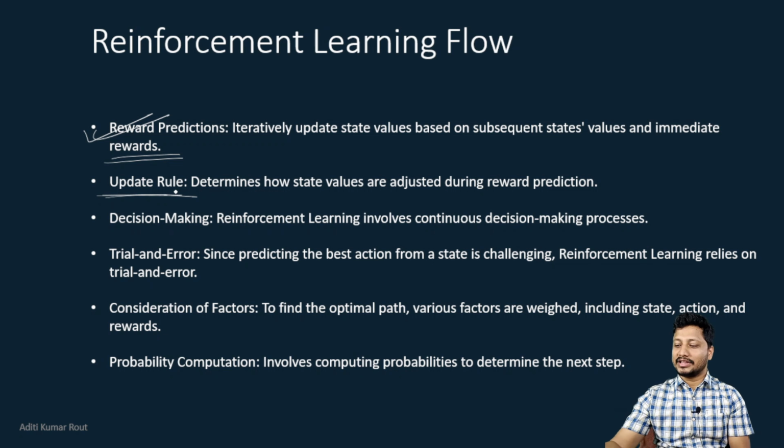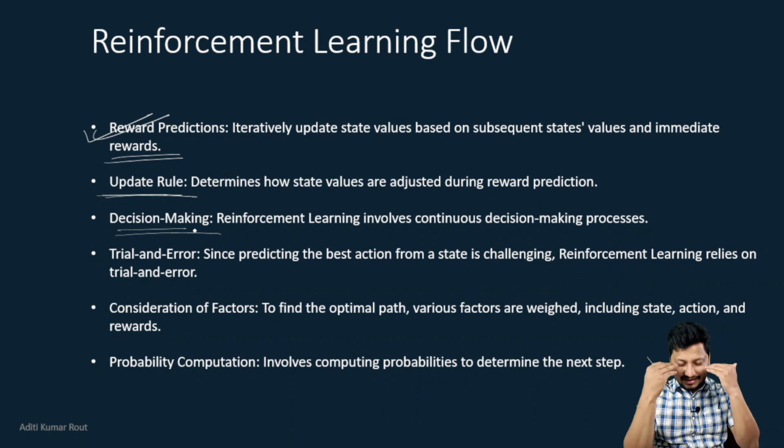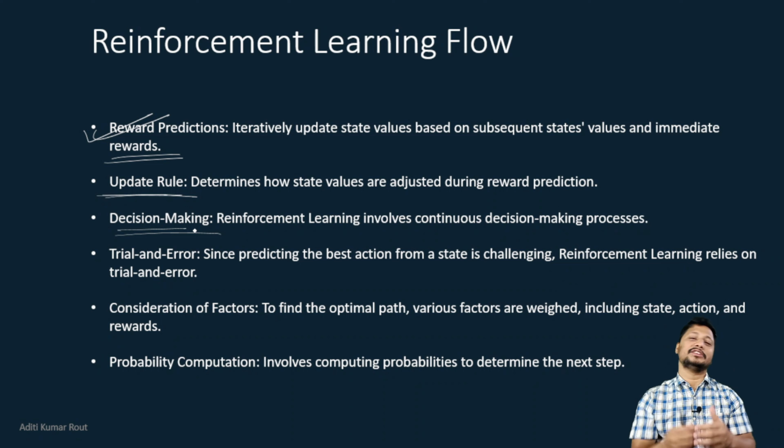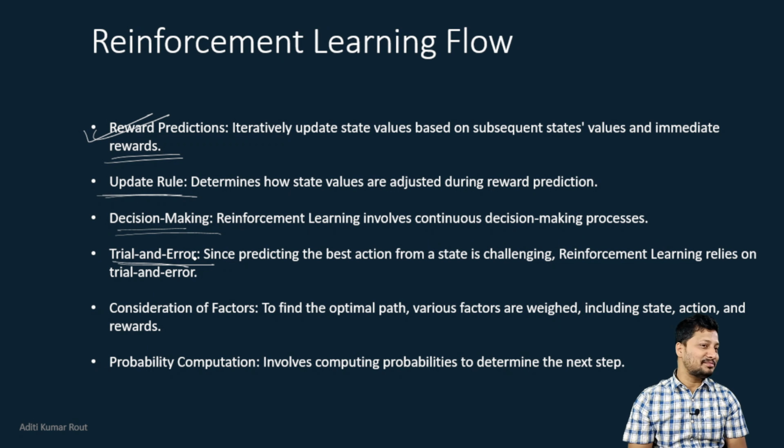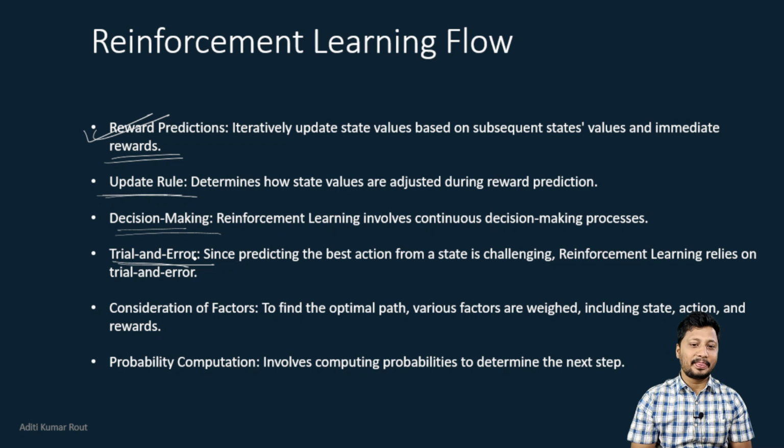Decision making is the third step here. Reinforcement learning involves a continuous decision making process, right? Continuously it will take decisions based on the reward or punishment. Again, it is trial and error, right? Since predicting the best action from the state is challenging, the reinforcement learner relies on trial and error. Based on the reward and the punishment, it will take action.